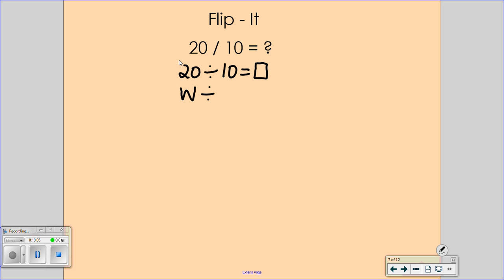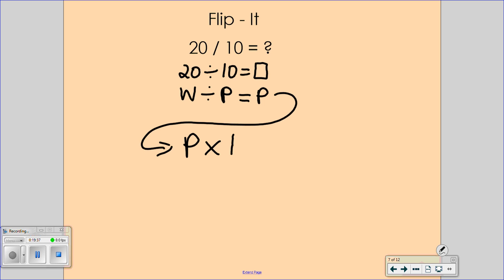Part. And we're not going to have another whole. That would be weird. Equals part. Now, if I'm turning this around into a multiplication equation, what can I start with? Damien? I'm going to do a part. And then what, Damien? Times part equals whole.